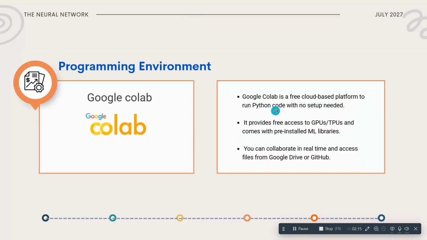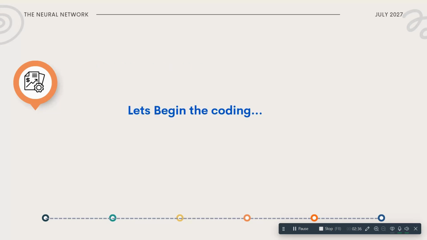The programming environment is Google Colab. It is a cloud-based platform that can run Python code with no setup, and it has many advantages. It provides free access to the GPU and TPU also, and there are many ML libraries that are pre-installed in it. And also you have an option to collaborate in real time with other people. So let's begin the coding.